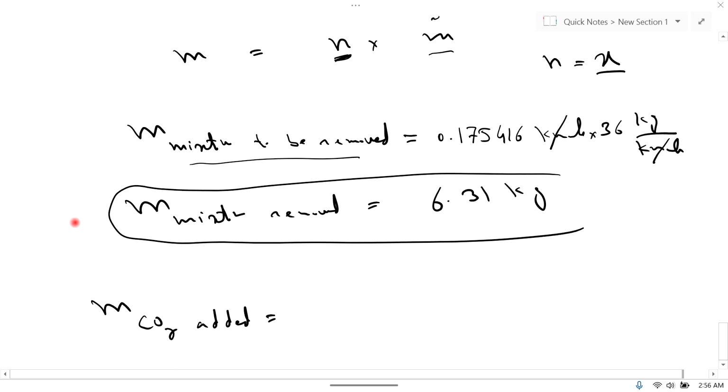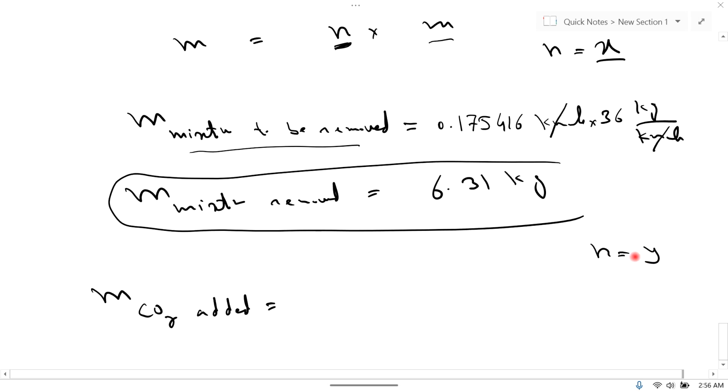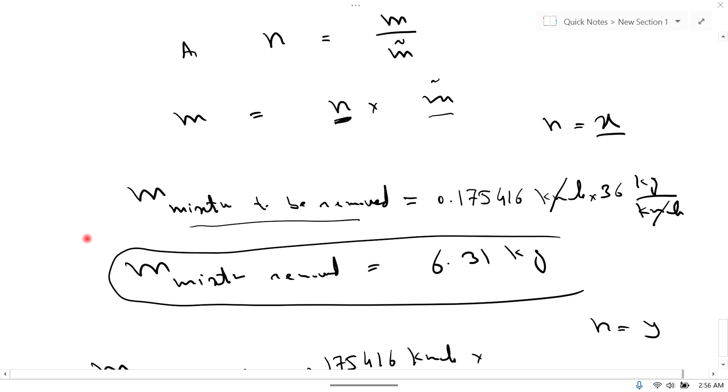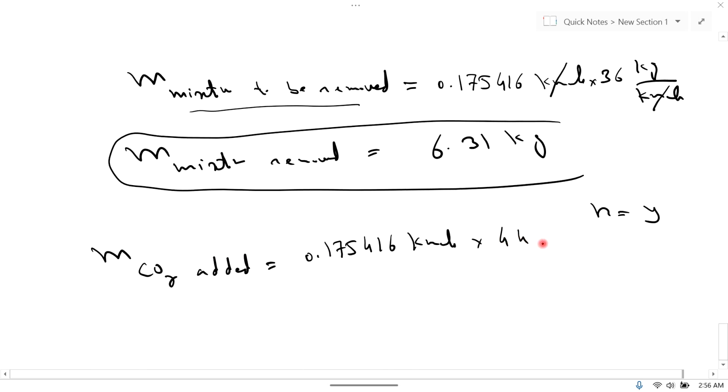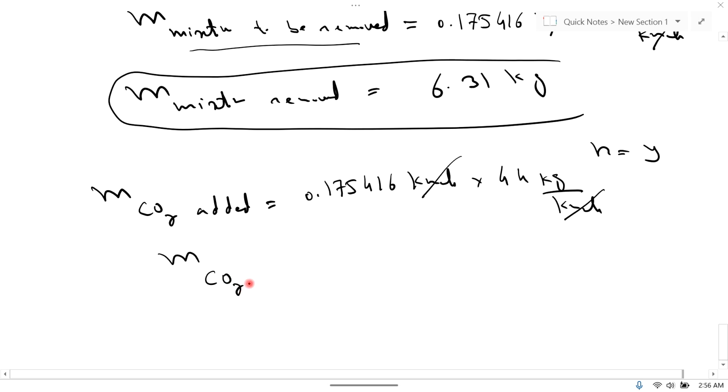And now the mass of carbon dioxide, CO2, to be added: the number of moles is the same, y is equal to 0.175416 kilomole. The molar mass of carbon dioxide is 44 kilogram per kilomole. So kilomole cancels with kilomole. So the mass of carbon dioxide to be added is equal to 7.718 kilogram. If we round it, this will be equal to 7.72 kilogram.